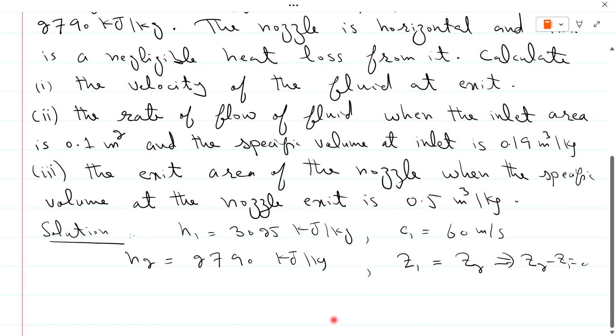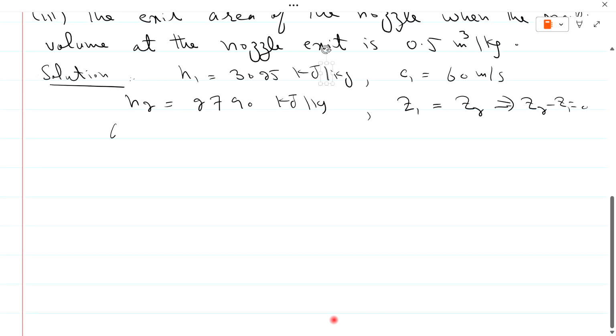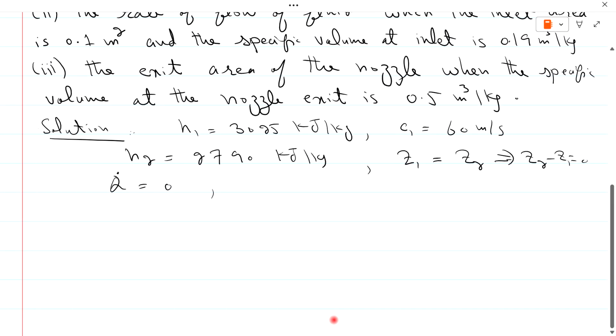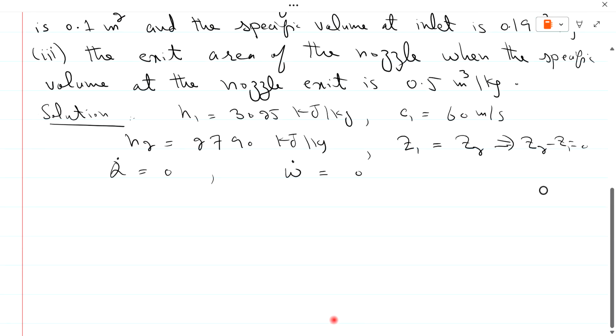There is negligible heat loss. Negligible heat loss means that Q dot is equal to 0. And in the nozzle there is no change in volume, so we take work output or power equal to 0. So Z2 minus Z1 is equal to 0, Q dot is equal to 0 and W is equal to 0.